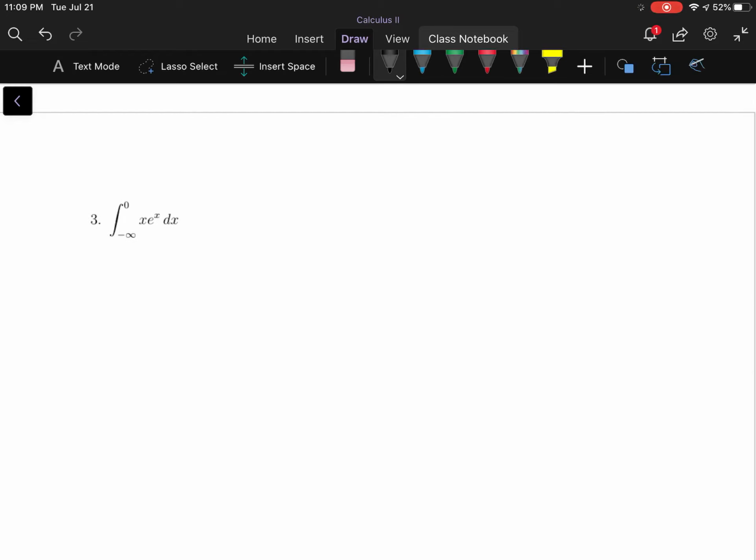Moving on, we have the integral of x e to the x dx from negative infinity to 0. And so here you've got the negative infinity sign. So that's what we're going to be switching out for the limit. So this is the limit as a goes to negative infinity of the integral from a to 0 of x e to the x dx. And you might use the integration by parts or the tabular method. I'll make use of the tabular approach, but integration by parts works fine.